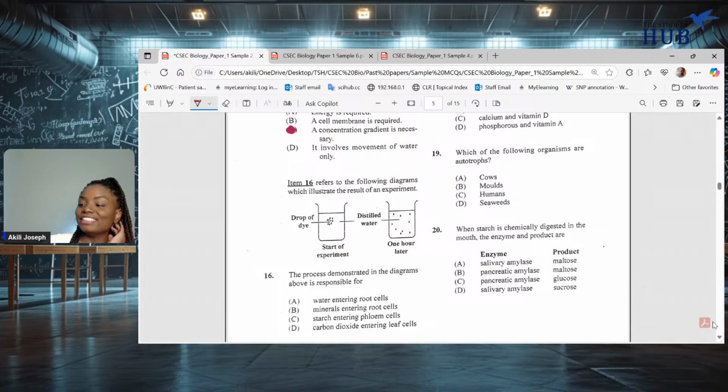It's going to be diffusion. Once you highlight what the process is, oh, look at me not spelling diffusion correctly, right? Once you identify what the process is, then which of these options is water entering root cells, minerals entering root cells, starch entering phloem cells, or carbon dioxide entering leaf cells? Which of these is an example of diffusion? It's going to be D.